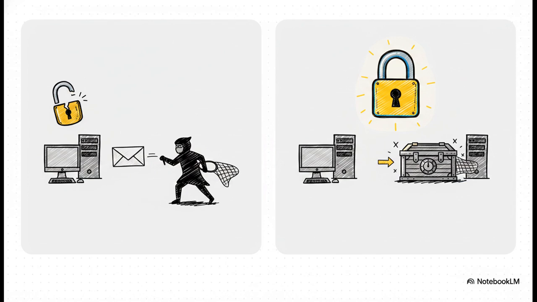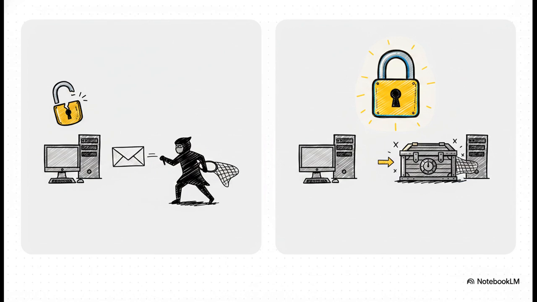Standard HTTP uses port 80 and transfers your data in plain text. It's fast, sure, but it is completely insecure. Anyone snooping on the network can read it. HTTPS, however, uses port 443 and wraps your data in SSL or TLS encryption layers.